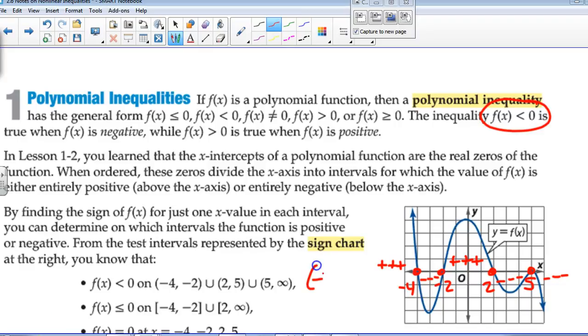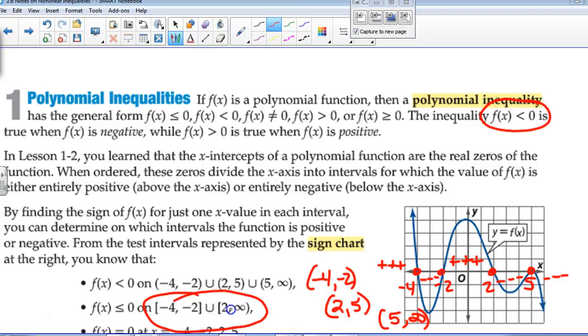Okay, between -4 and -2. Anywhere else? Between 2 and 5. Anywhere else? 5 and infinity. It's still below. Can I just ignore the 5 and just put 2 to infinity? No. Unfortunately not, because it says less than 0. And at 5, it's actually equal to 0. If we change this to an or equal to, then the brackets would change here, and it would become all values from 2 to the right.